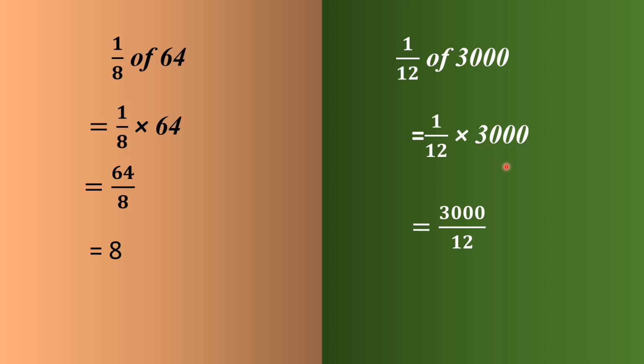Let us take one more question. Here it is, 1 by 12 of 3000. So now what we will do, just replace the "of" by the sign of multiplication. So it is your question, 1 by 12 multiply 3000. 1 is the numerator, 3000 is whole number, so we will multiply it. So it is 3000 by 12 now. Now we can easily divide 3000 by 12. So just divide it and you will get your answer, 250.